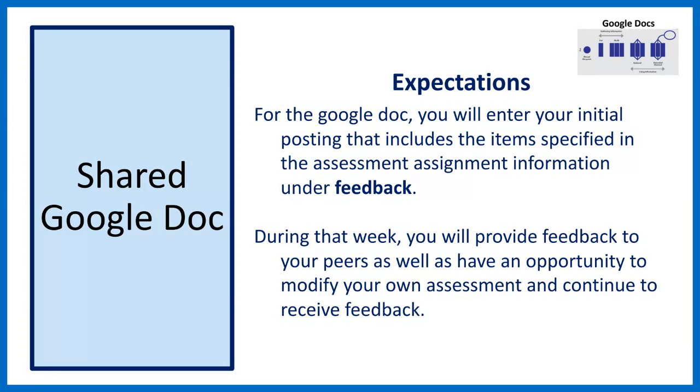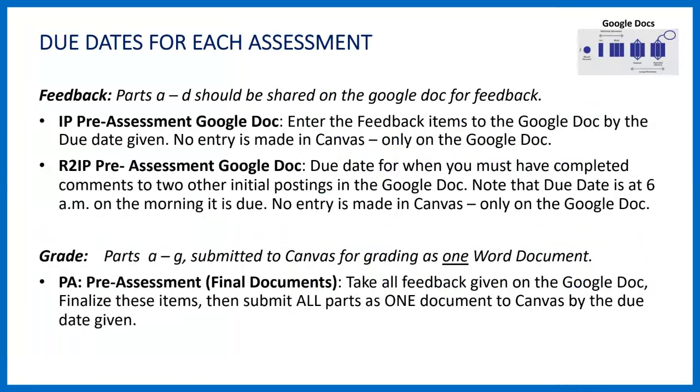Between the two due dates, you must respond to at least 2 students. I usually find you respond more, but at least 2 students that you need to give some good constructive feedback on their work. For the pre-assessment, the feedback is only on parts A to D. So go to your Google Doc, go to your instructions, the information sheet, and look at page 2 at parts A through D on the rubric. That's what you're going to submit.